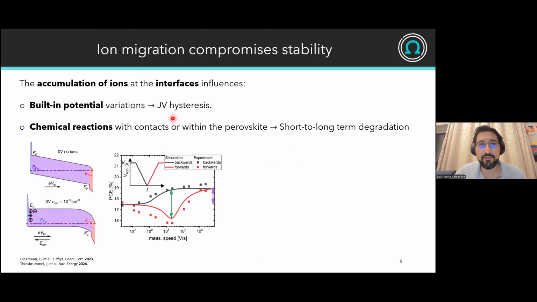What happens when ions move in your device is that eventually they will accumulate at the interfaces. And once they're at the interfaces, several phenomena can happen. One of these is that they can change the built-in potential.